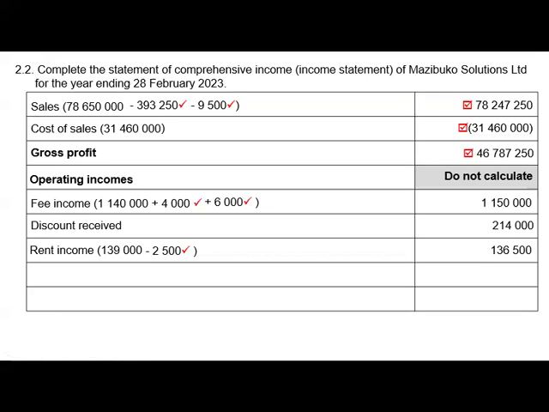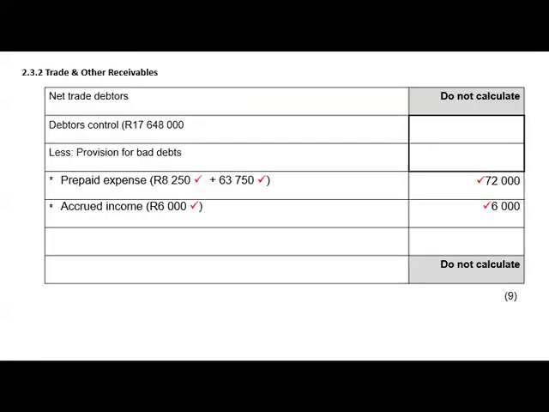Oh, by the way, that was a debtor. How can I forget that it goes to trade and other receivables? We need to subtract it from debtors control. Okay, I got it under control, right? We good. Awesome. Let us move on.